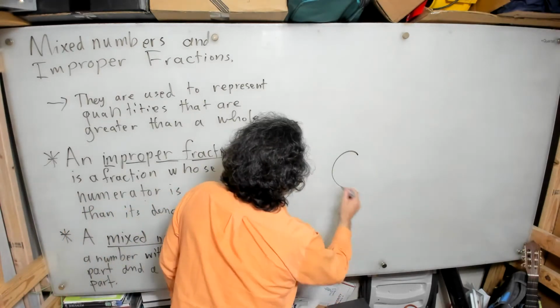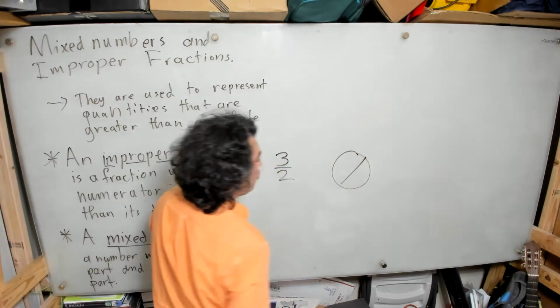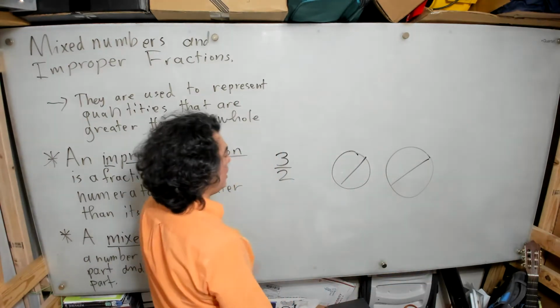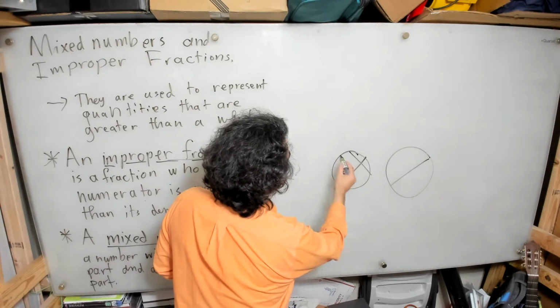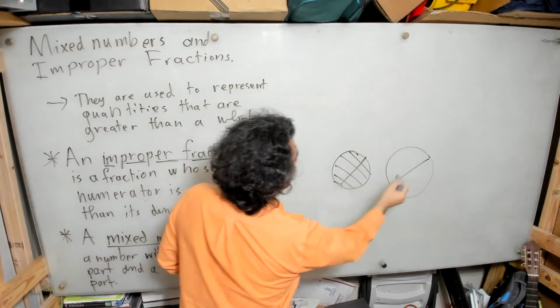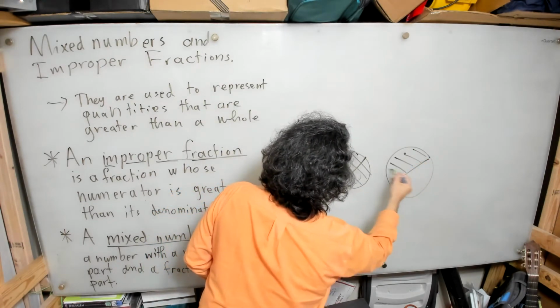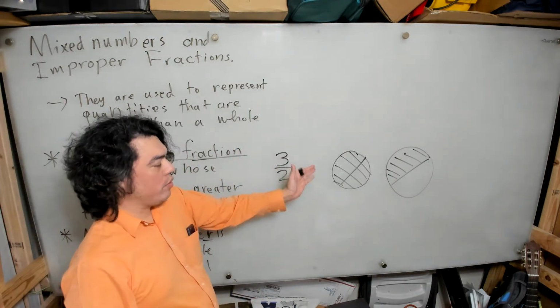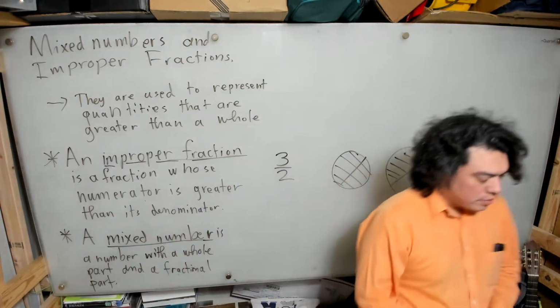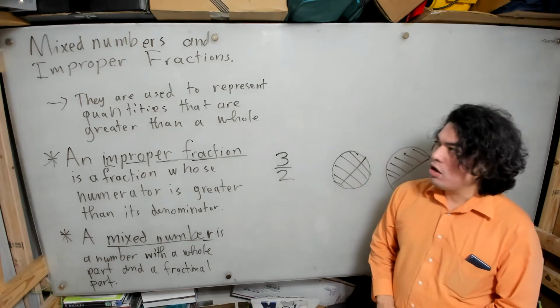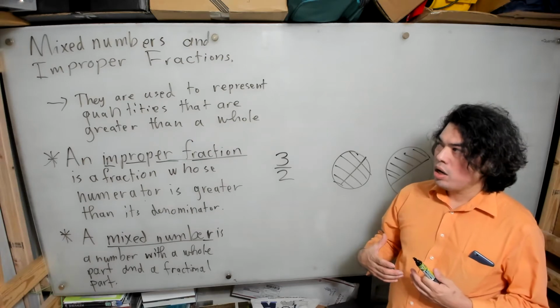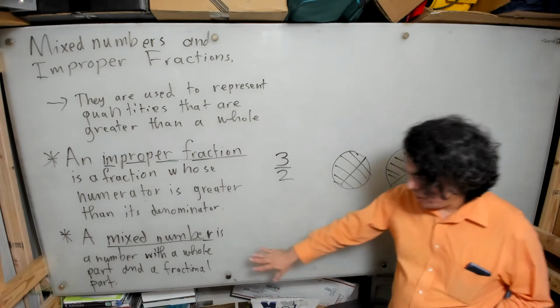So that would mean if I had a whole here and I sliced it into two pieces, and I had a whole here and I also sliced it into two pieces, this fraction would represent these two pieces plus one of these two pieces. So you see this fraction 3/2 represents more than a whole. The other common way of describing more than a whole is with a mixed number.